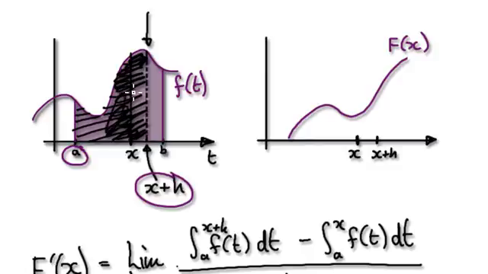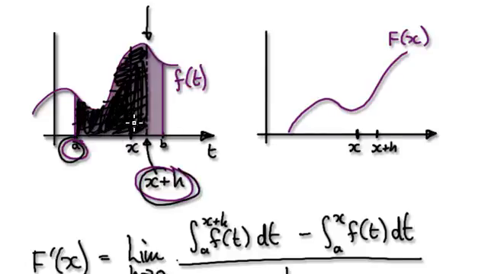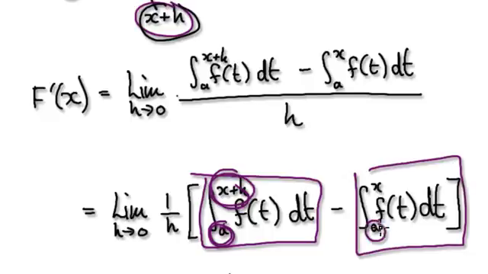So from A to x plus h is the whole area here. Now you've got the area from A to x plus h, take away the area from A to x. So don't forget, you're getting this area, take away this area, but then this area is from A to x.